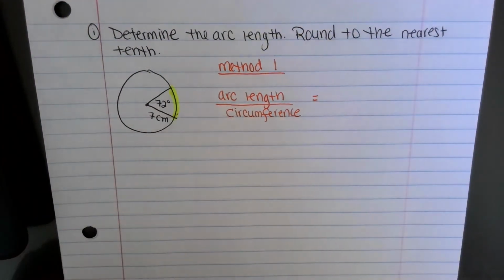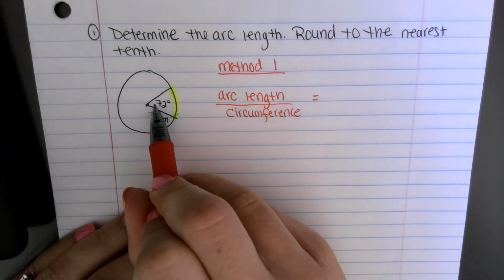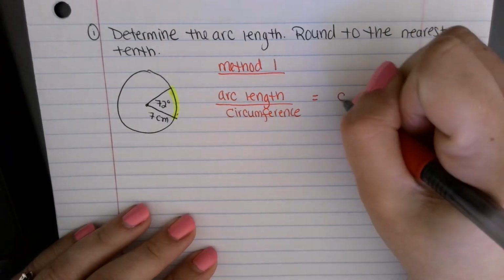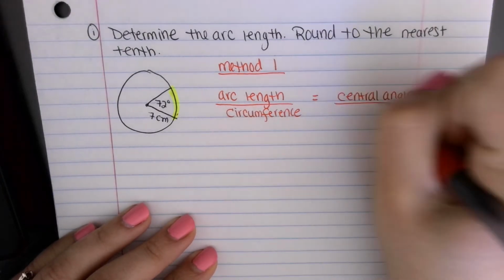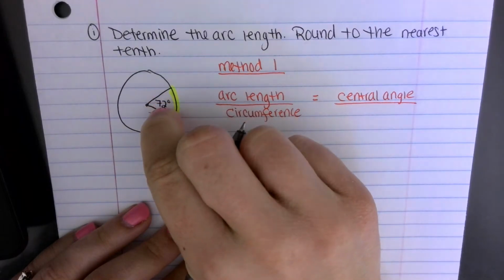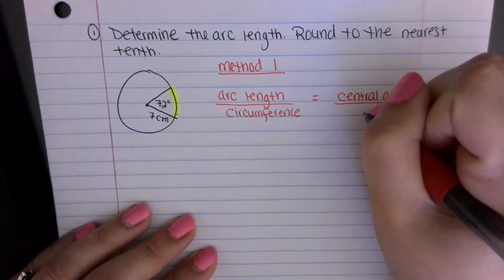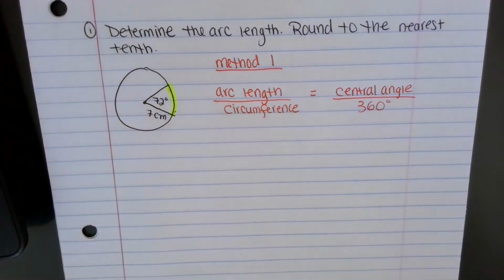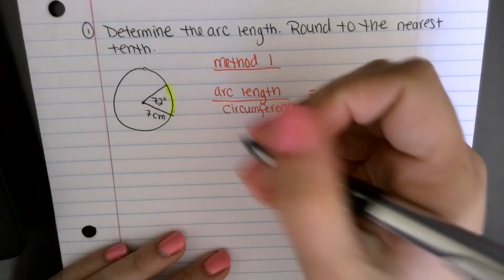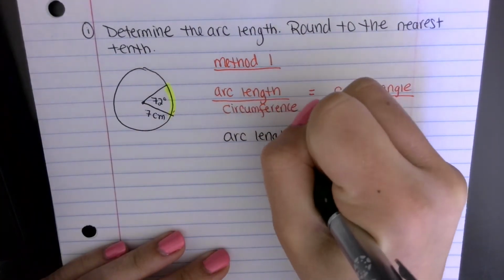Your central angle is when the vertex is at that center point. So this is your central angle. So this little angle is 72 degrees. It's a little section out of the whole circle, and a whole circle is 360 degrees. Okay, and now we just plug in our values. So we're looking for arc length. So I know what that is.